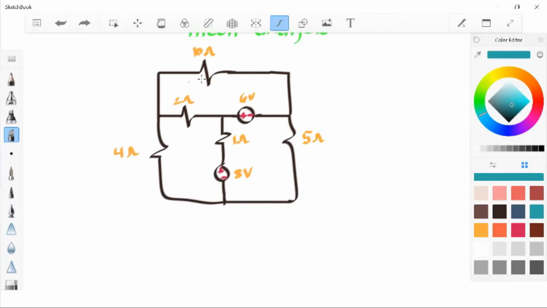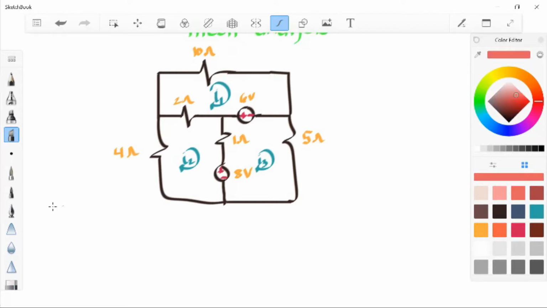So here is our example. There are two voltage sources, the 6 volt and the 8 volt voltage source. The first step is to assign the loop currents. When assigning loop currents, they should always be in the same direction. We denote this as I1, this as I2, and this as I3. So in this circuit, there are three mesh currents.